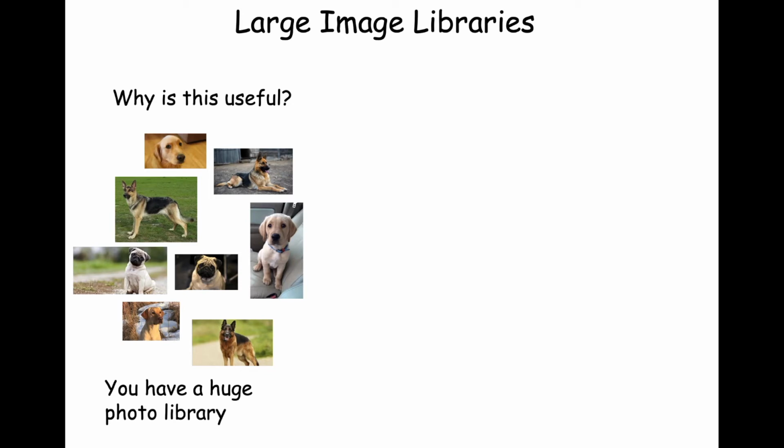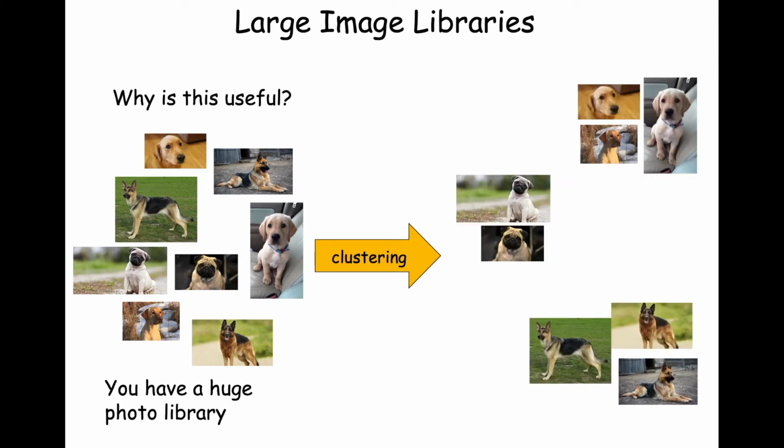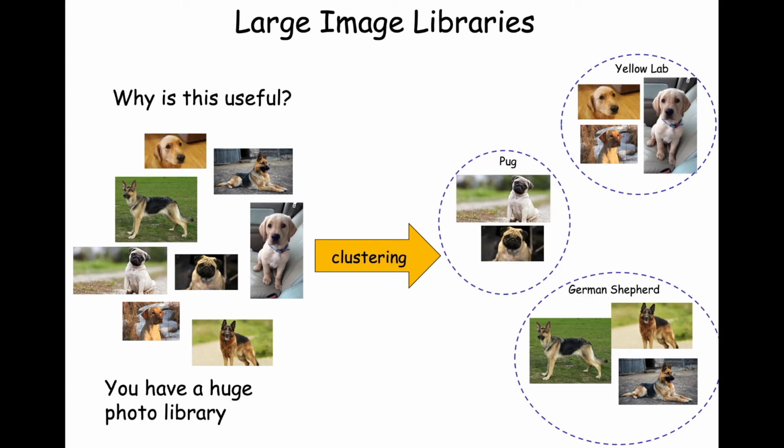So why is it useful to do image clustering? Suppose you built up a huge photo library. In this particular case, we're just depicting images of different types of dogs. And you want to perform this clustering, so you separate them into different subgroups based on the content of these images. And then, of course, you go through after the fact and analyze these groupings and give them a name. So you might call the upper group the yellow Labrador Retriever, yellow lab. Maybe the pugs are this other group, and you name German Shepherds the other grouping.